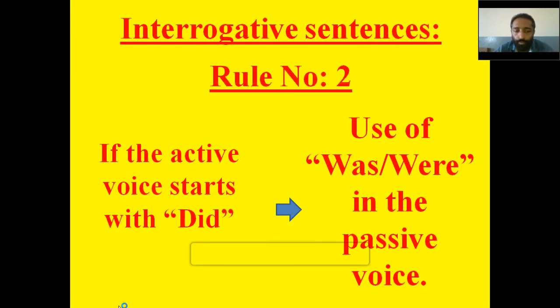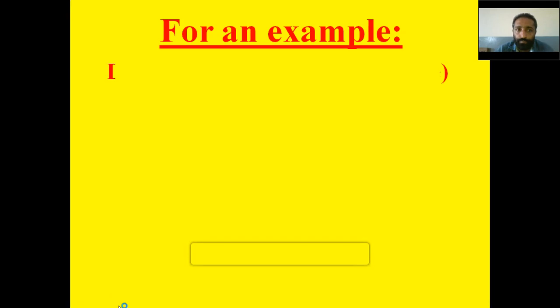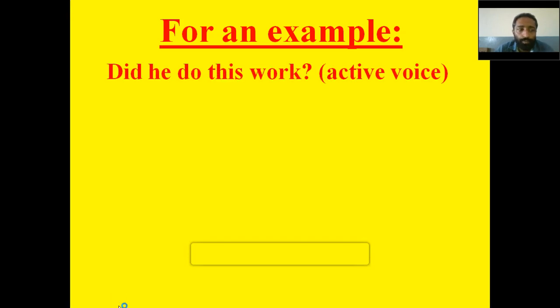Rule number 2. If the active voice starts with did, so did is meant for past tense. Use of was or were in the passive voice. Do and does are meant for the present tense. Did is meant for the past tense. So we have to use the word was or were. How does it work? Did he do this work?